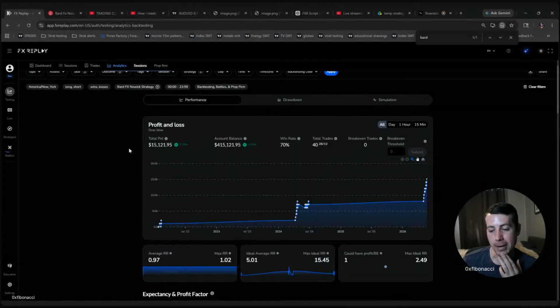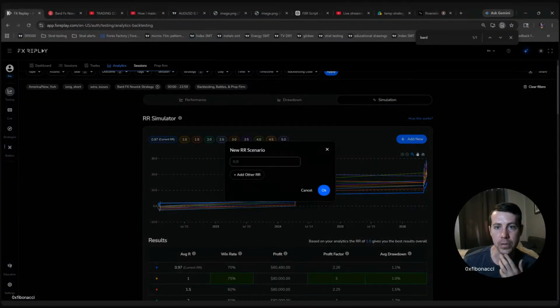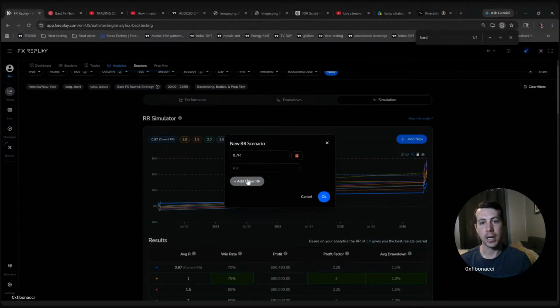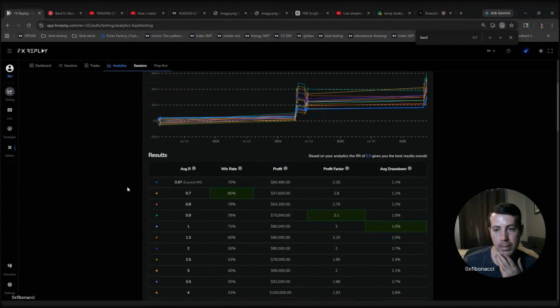But the only other thing I wanted to mention, I know one of you guys was asking about negative risk to reward. Within the risk to reward simulator, you can come in here and add 0.7. We could add 0.8. We could add 0.9. Let's see if even going for a little negative RR improves our results. In this case, obviously, negative RR usually increases your win rate. And it actually shows that the 0.9R trades were slightly better than 1R.